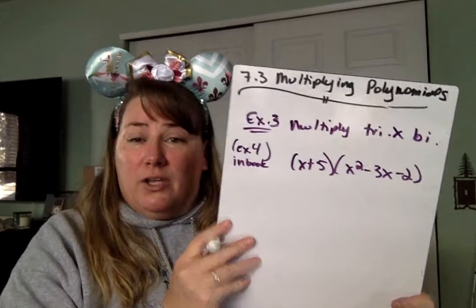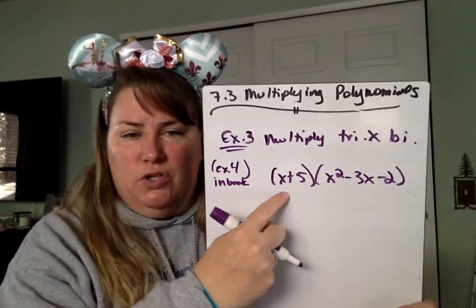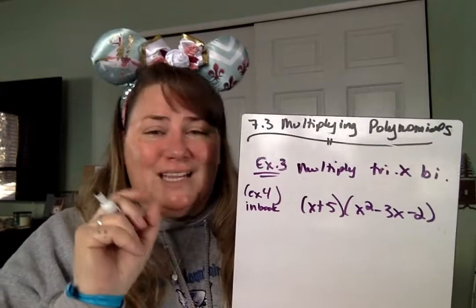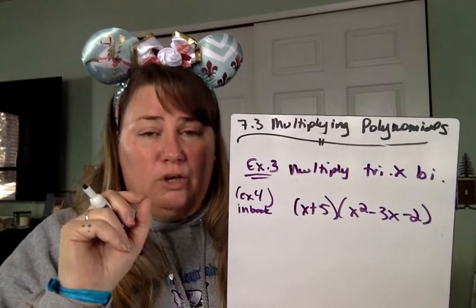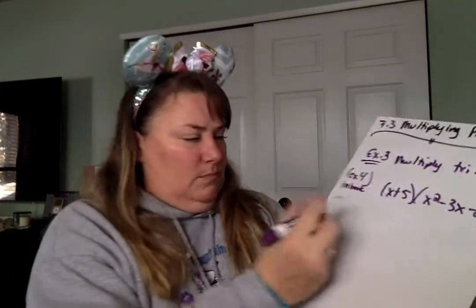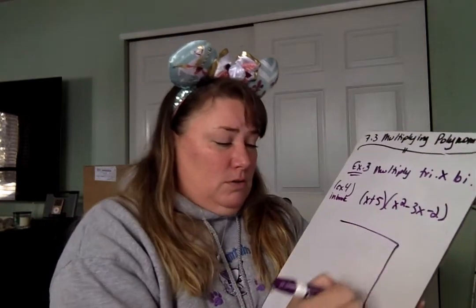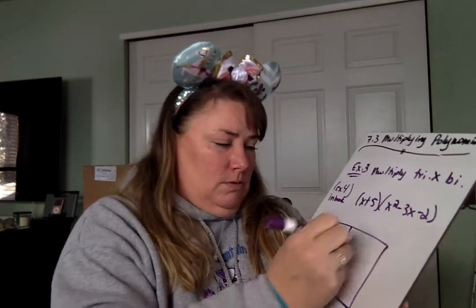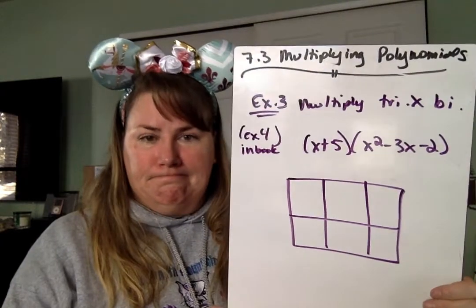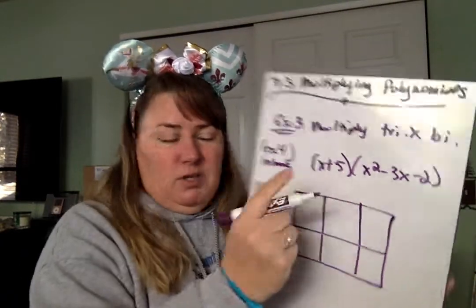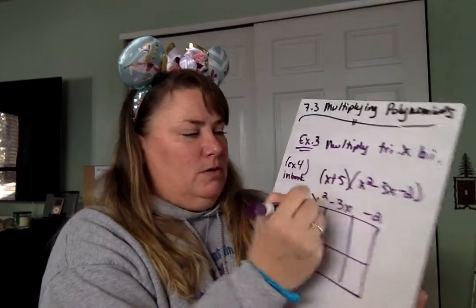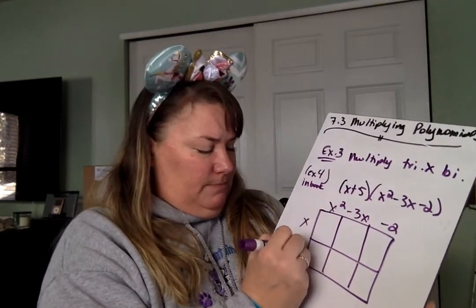Okay, so now you got to figure out the size of your box. So it's a 2 by 3. But for me, I like to stick the larger polynomial on top. So it's going to be a 3 by 2. So 3 columns by 2 rows. Then go ahead and place the larger one on top. X squared minus 3x minus 2. And then the smaller one down the side.